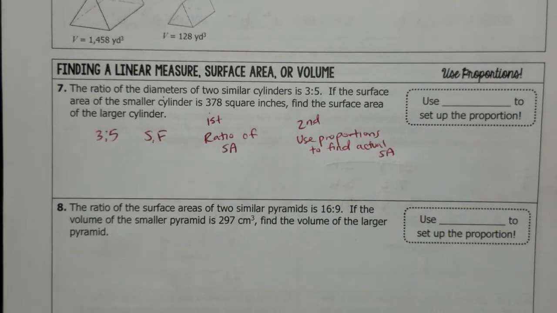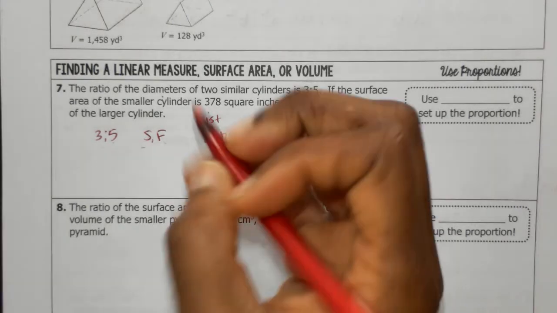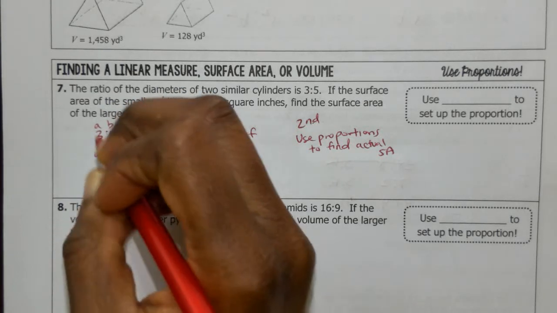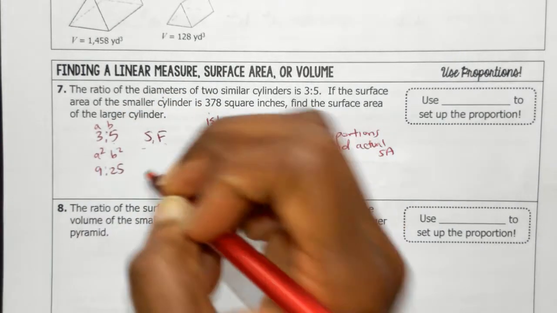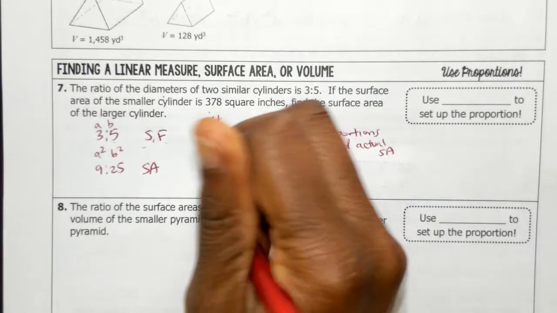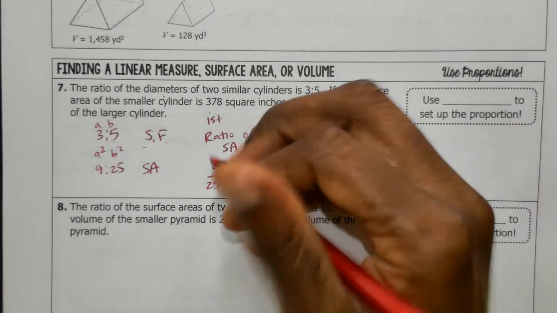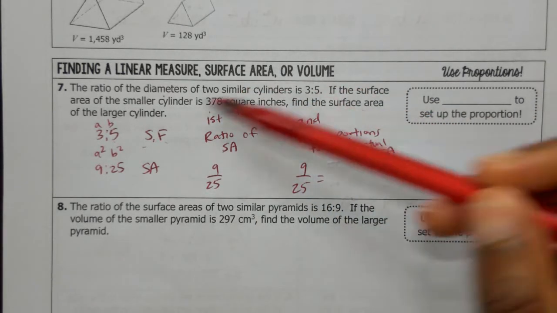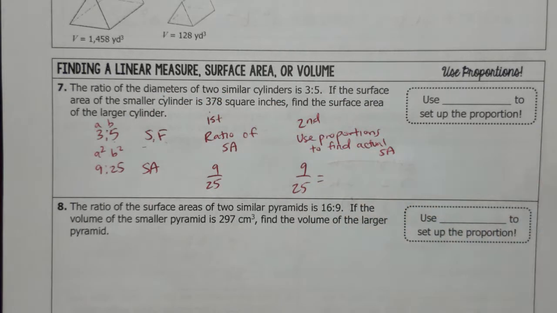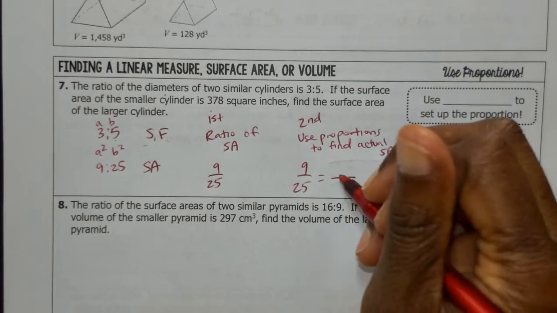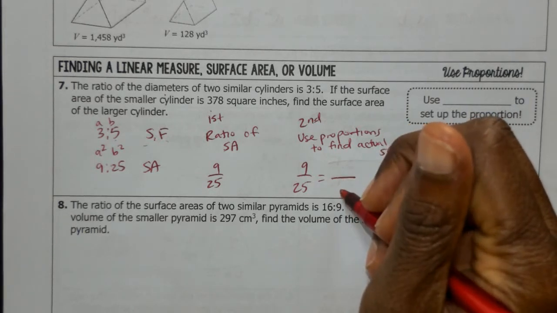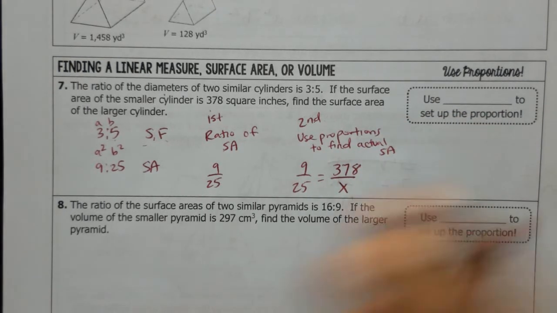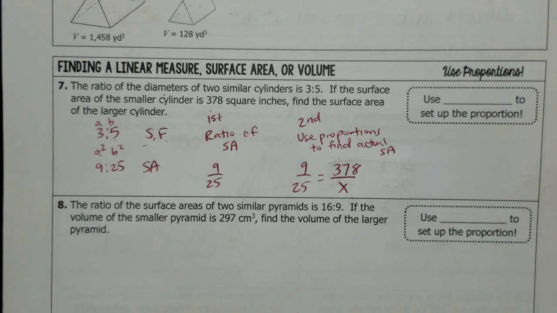Okay, so again, if our scale factor is 3 to 5, our ratio for surface area is going to be, this is A and B, so we square A and square B. So 9/25 would be our surface area ratio. Okay, so 9/25. Then we want to use proportions, and this is one of our sides. So 9/25 would be one side of our proportion. And then they tell us that the smaller area is 378. So this is really important that you put the 378 in the correct spot. So it can go in either one of these, but since it's the area of the smaller, we would put it with the smaller number, so you put it in line with the 9. And then x would be on the denominator in this case.